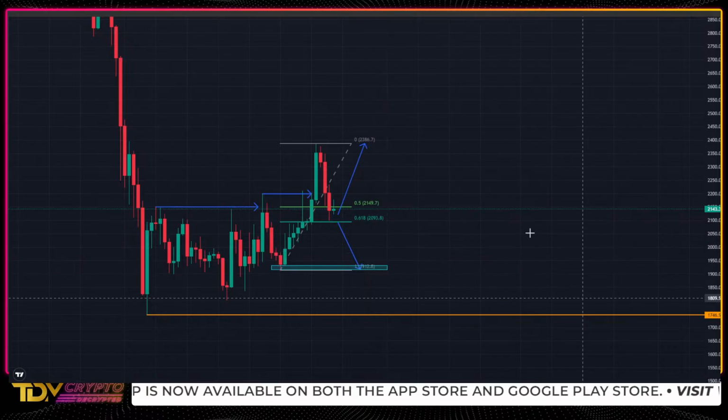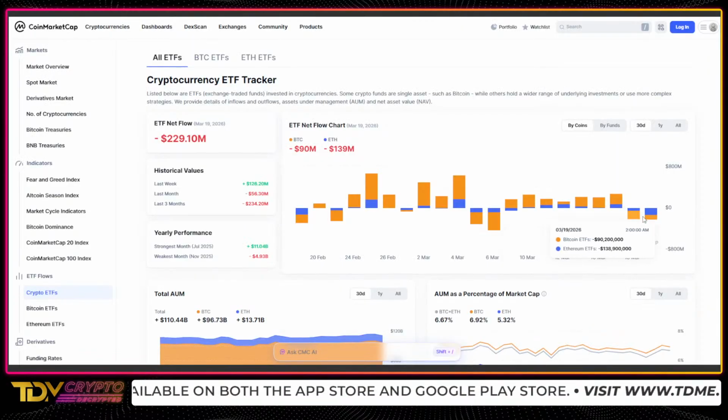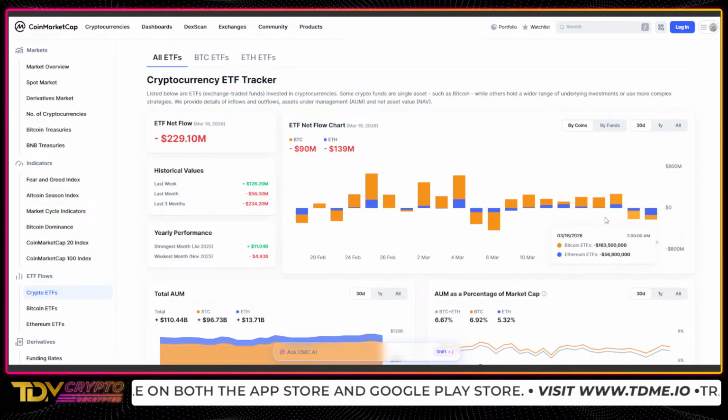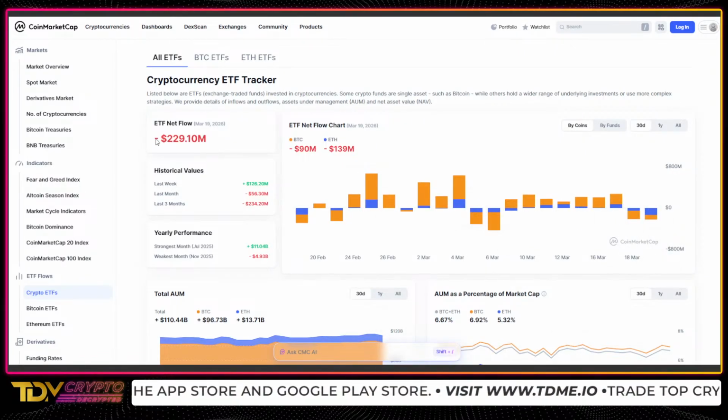Nonetheless, what we're going to do is track these inflows and outflows to see what's going to happen. From the 19th, look at how many outflows we've had. That's a lot.